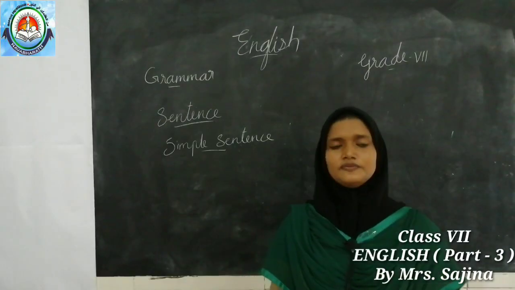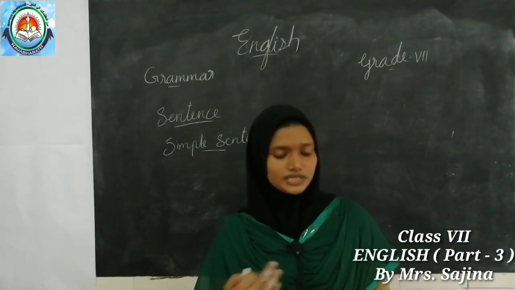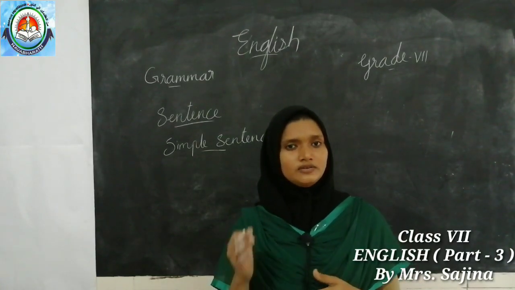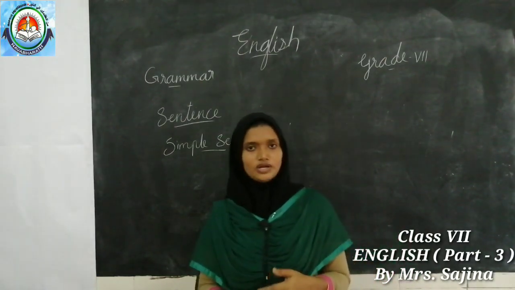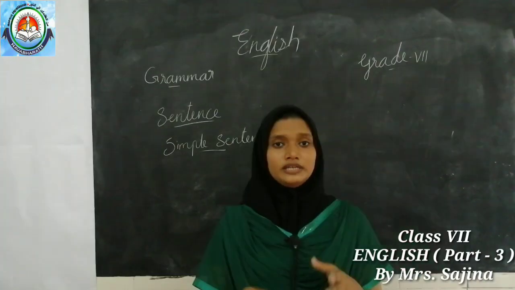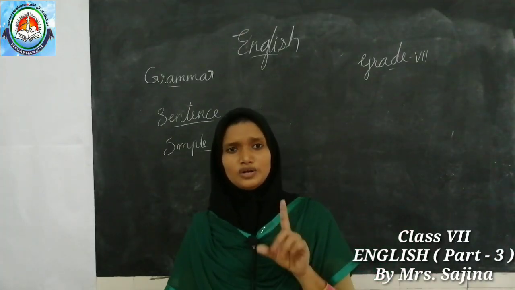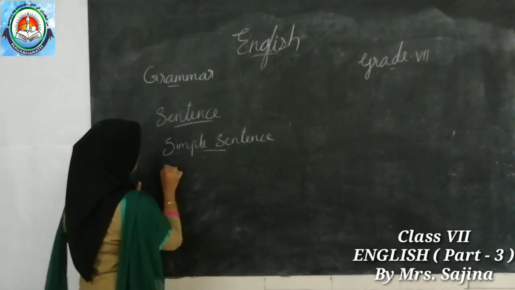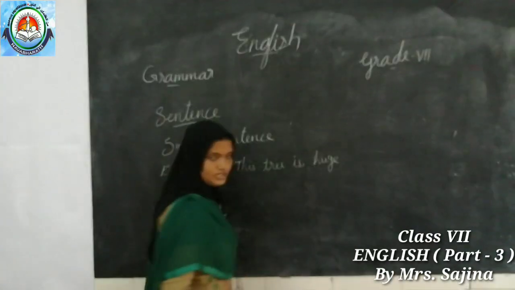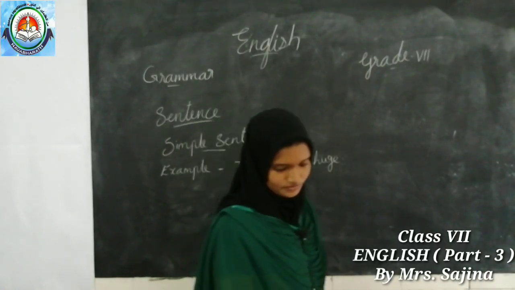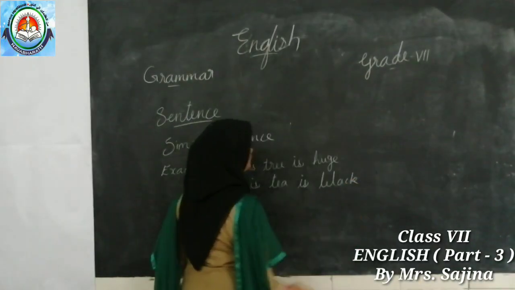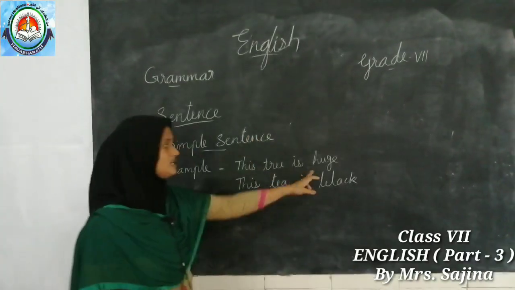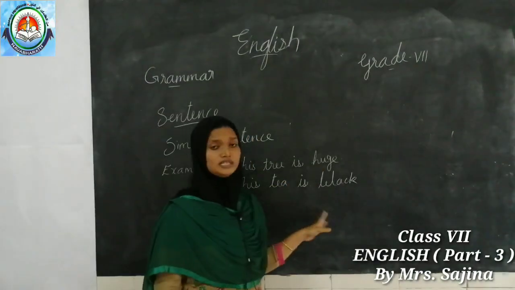Simple sentence. First we are going to deal with simple sentence. A sentence which contains only one finite verb is called a simple sentence. In a simple sentence we can see only one main clause. For example, this tree is huge. This tree is black. Okay.